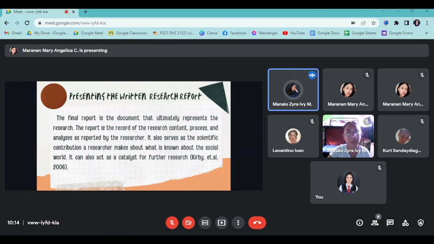Presenting the written research report. The final report is the document that ultimately represents the research. The report is the record of the research content, process, and analysis as reported by the researcher. It also serves as the scientific contribution a researcher makes about what is known about the social world. It can also act as a catalyst for further research, according to Kirby et al. 2006.